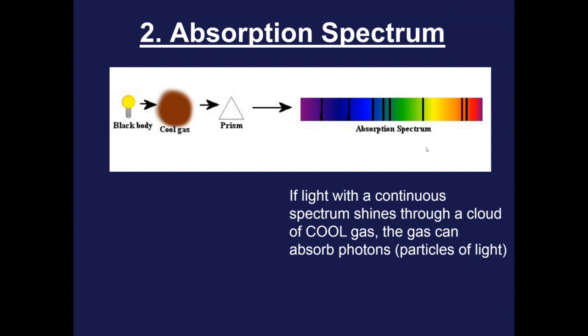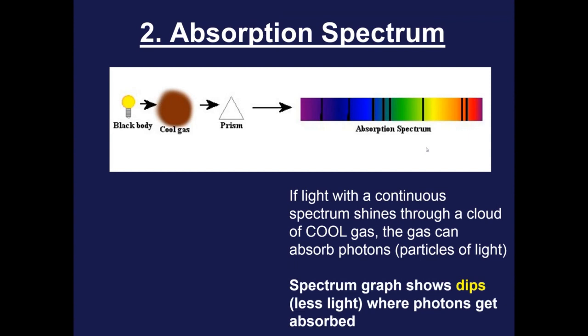Particles, just like bouncy balls or whatever, or paintballs. You can talk about it that way. And so in cool gas, the atoms in the gas will actually absorb individual photons, particles of light, as they pass through the gas at specific wavelengths, giving rise to our absorption line spectrum. So if we look at that as a rainbow, you can see how certain colors are missing.